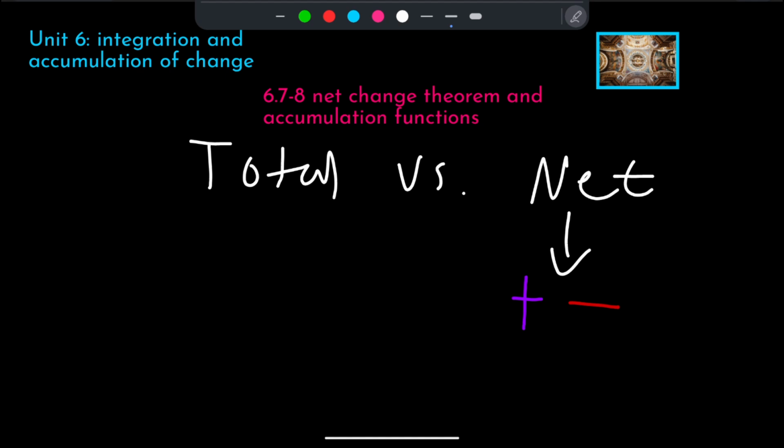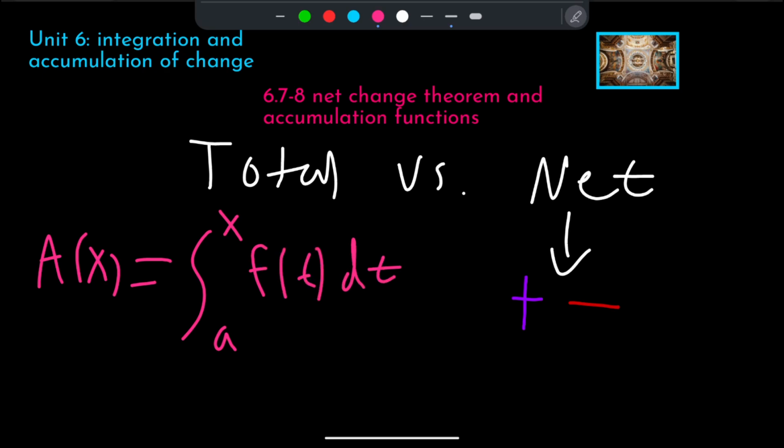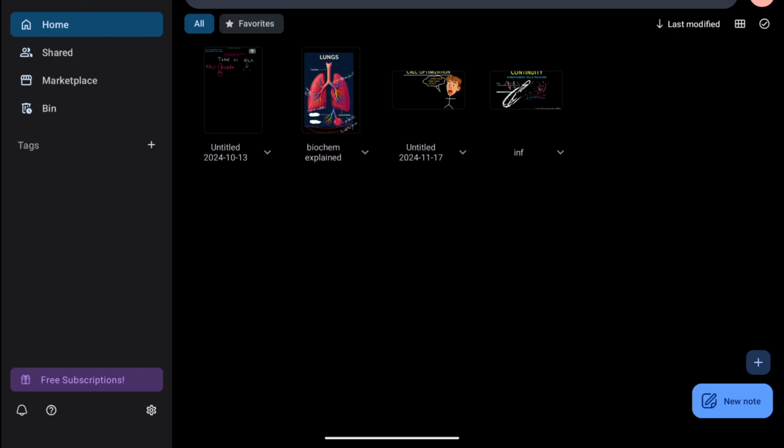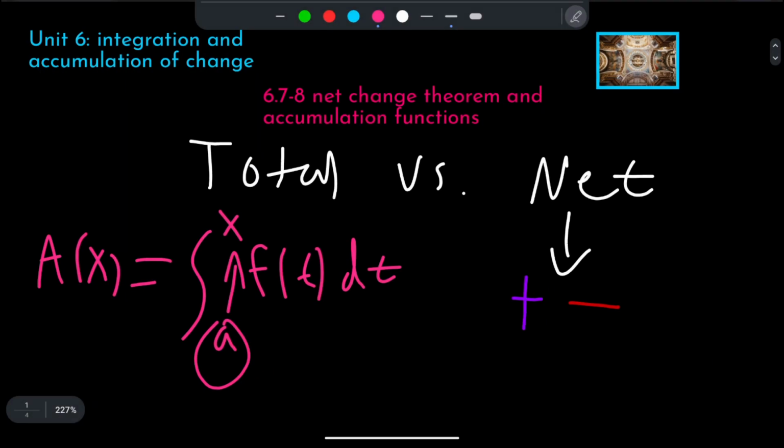Now, an accumulation function will be defined as something like this. A of x equals the integral from a to x of f of t dt. This tells you how much has accumulated from a starting point, a, all the way to x. If you graph f of t, then A of x is the area under the curve from a to x.